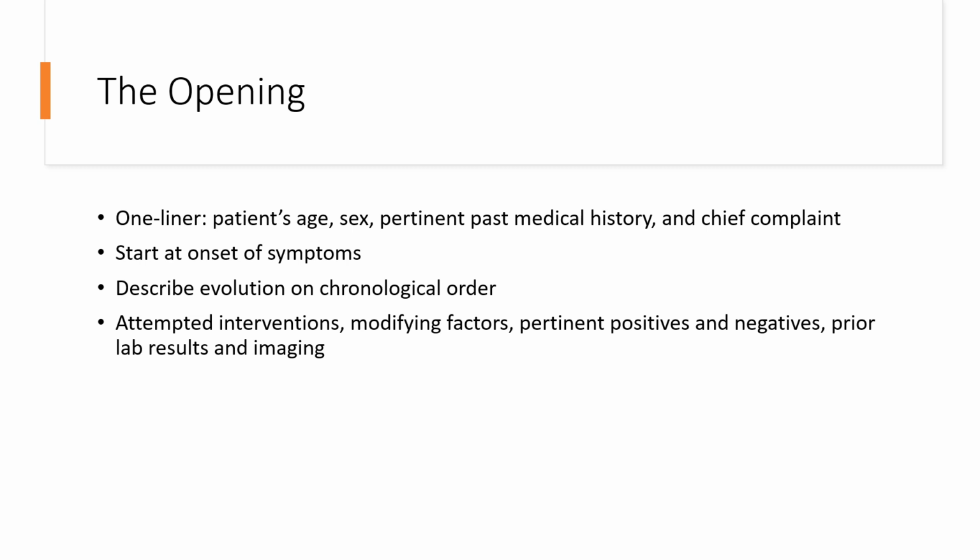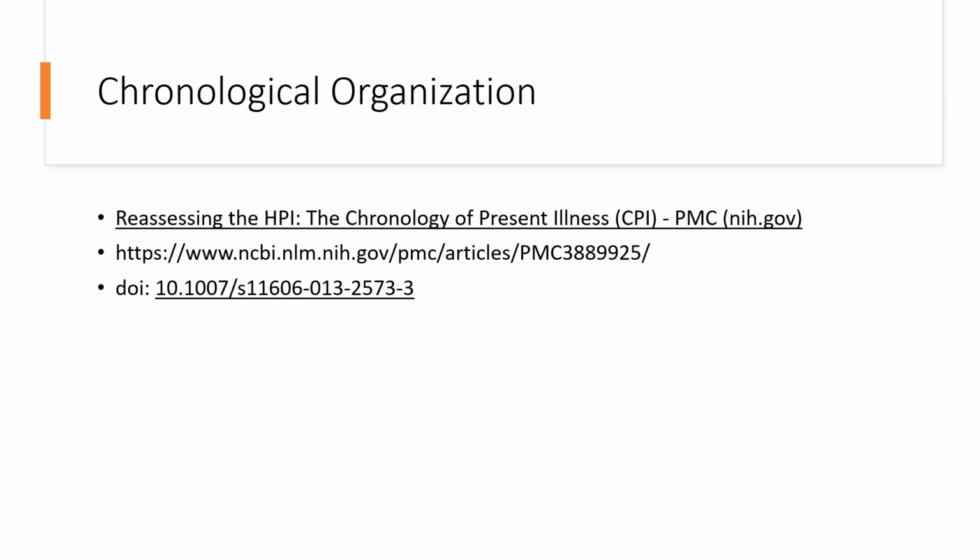Then, describe the evolution of symptoms in chronological order. Characterize the symptoms, describe any attempted interventions, include modifying factors and pertinent positives and negatives, and mention prior lab results and imaging. Remember that you'll want to include other history here if it's pertinent to the diagnosis. For example, for Sally, you may want to mention her history of severe eczema and her mother and father's history of asthma. You might also want to mention the smoke, carpet, and dog exposures that she has at home.